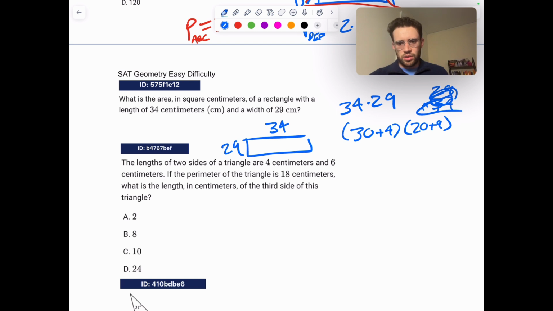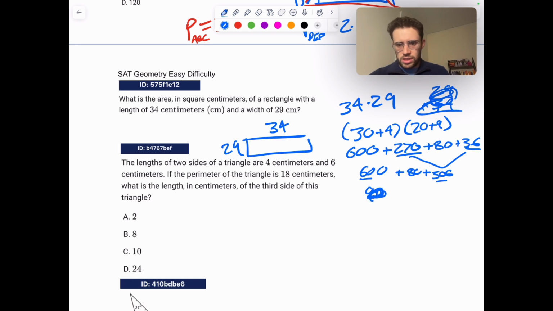So we distribute. 30 times 20 gives us 600. 30 times 9 gives us 270. 4 times 20 gives us 80. 4 times 9 gives us 36. So 270 plus 36, I'm adding those because 7 and 3 add up to 10. So that gives us 306. And then plus 600 plus 80. Well, 600 plus 300 is 900. So 980, and our units place would be 6. So 986 should be the answer there.